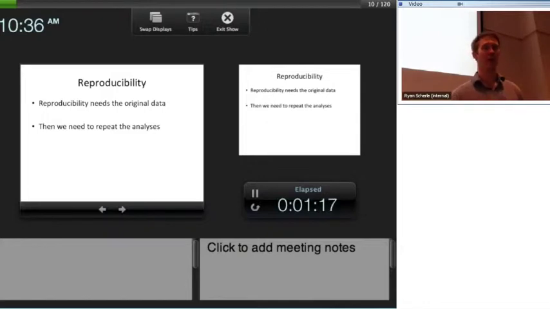And so I'm just going to be talking for a few minutes about the challenges involved in getting hold of the original data underlying papers. And then if you want to do reproducibility, you actually then need to reproduce the analysis, repeat them yourself. And I don't actually have time to talk about the work we've done on that today.